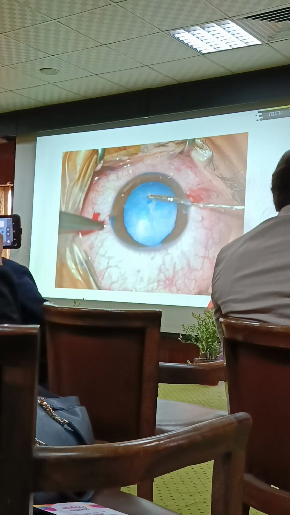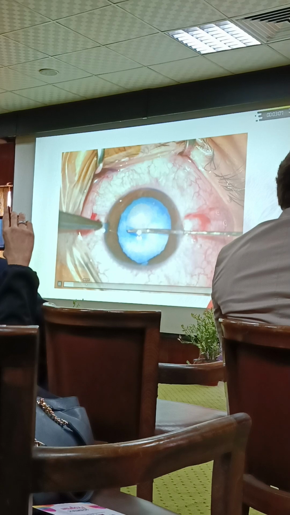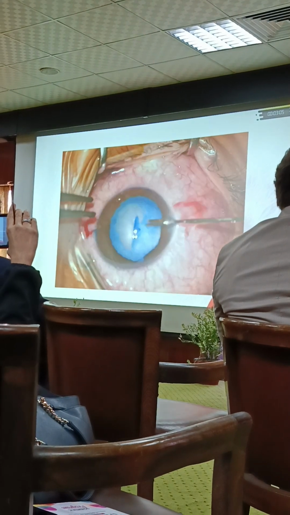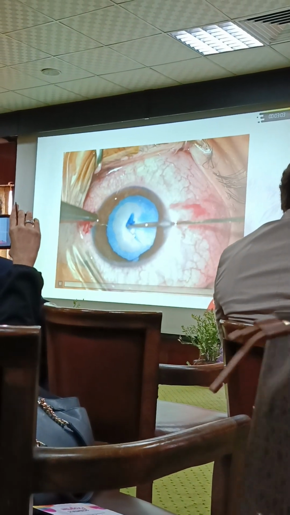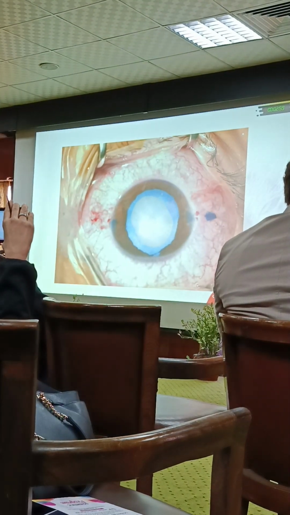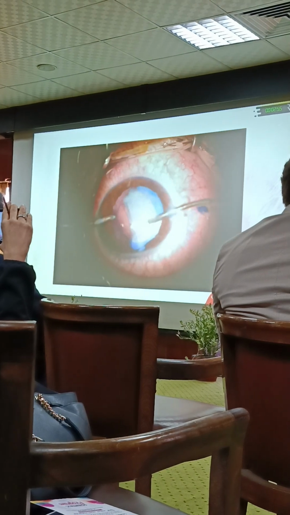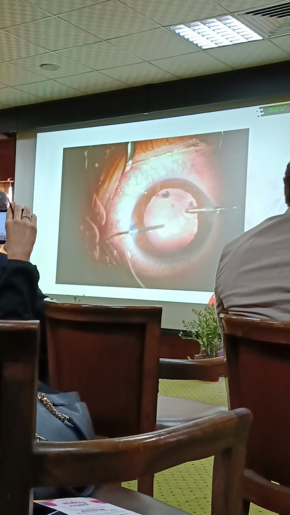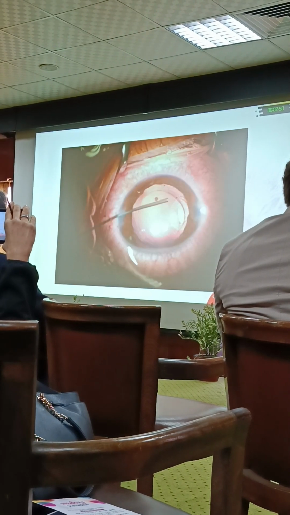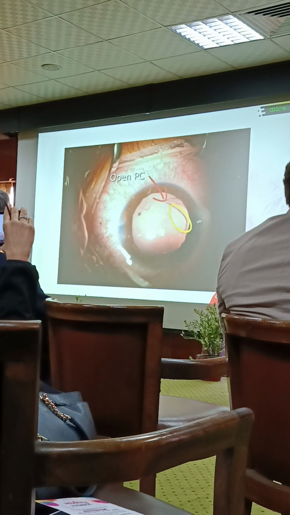As in this case, it is a blunt trauma. There is a white cataract, a swollen lens. After complete anterior rhexis, during IA, we found there is a hidden tear in the posterior capsule. Stop. Inject viscoelastic before removal of the irrigation.